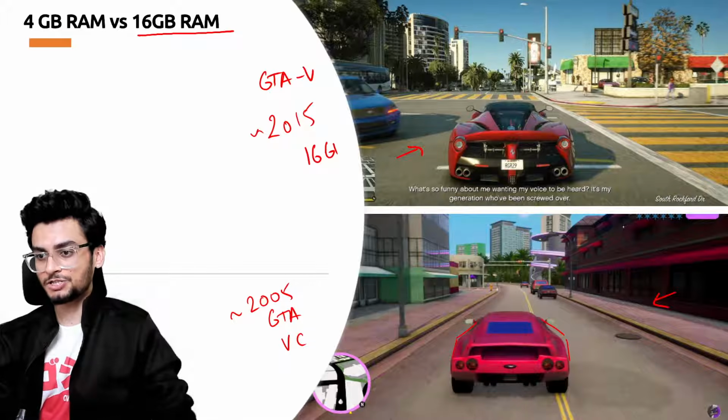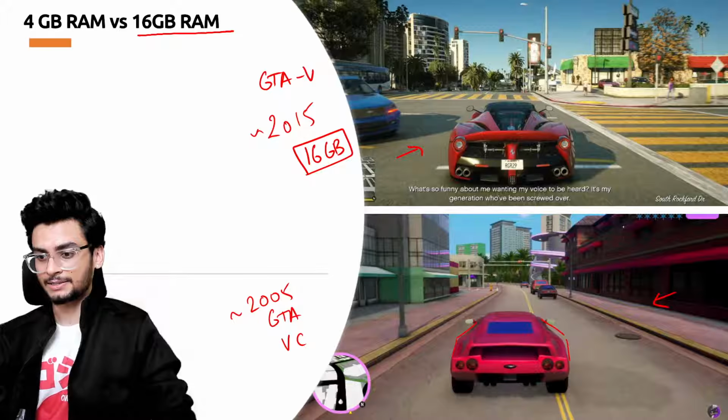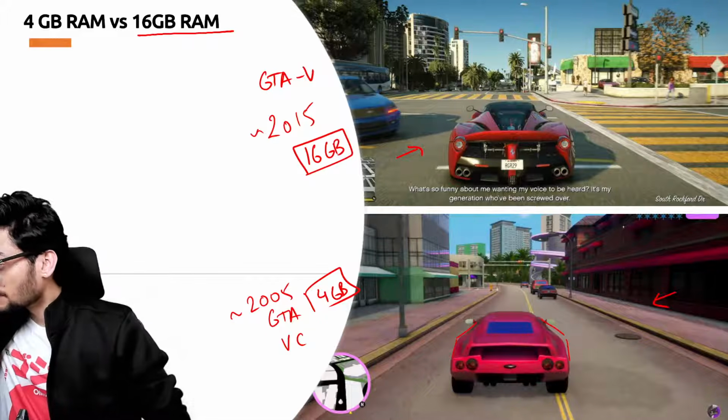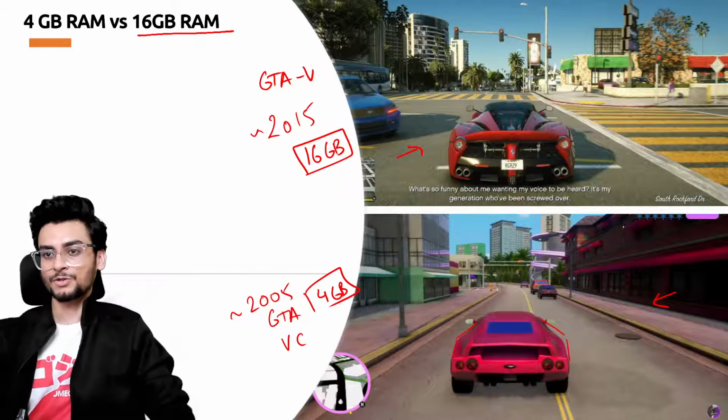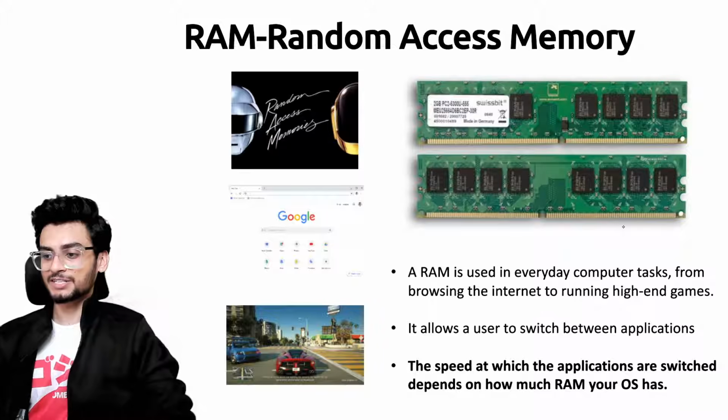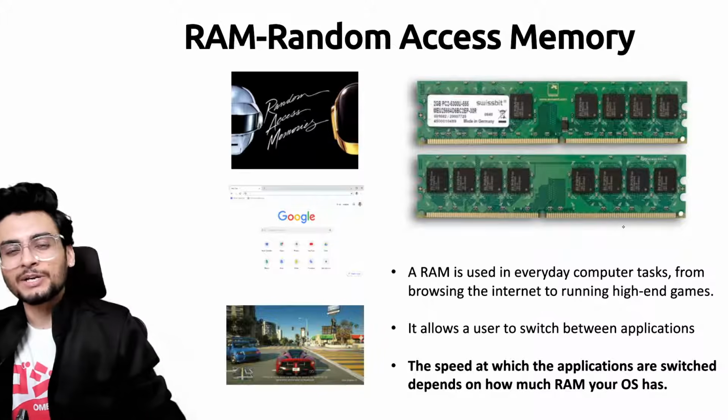So this is 16 GB and this is 4 GB. All right. So this is the basic difference between different kind of RAMs. So RAM का definition क्या होता है? आपकी PC को दिन भर कोई ना कोई काम करना पड़ता है.